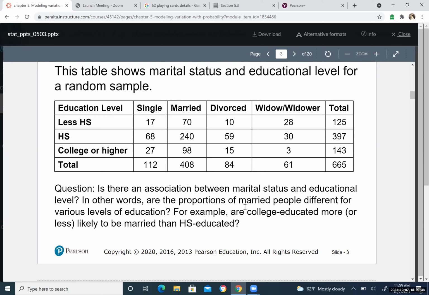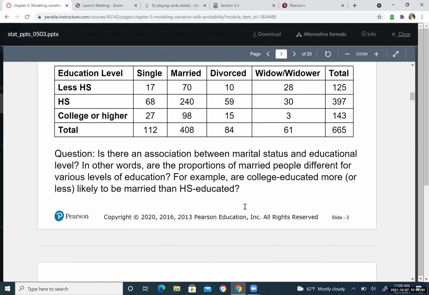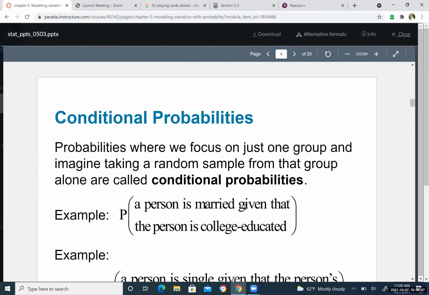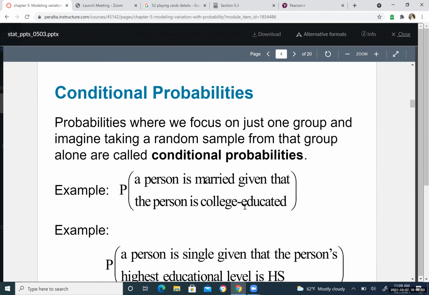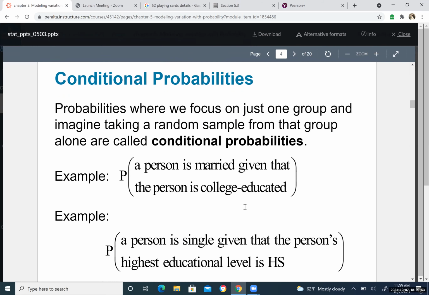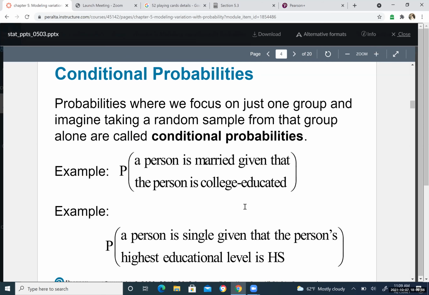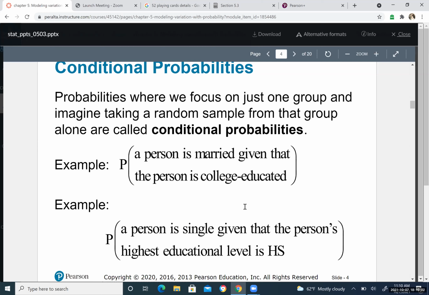Again, the formulas were not introduced right away, but I try to show you that we will compute, and maybe the textbook has an introduction example for us to get a sense of what conditional probabilities are. What does it mean? They are probabilities where we focus on just one group, one big group, and then you imagine taking a random sample from that group. Do you understand it?